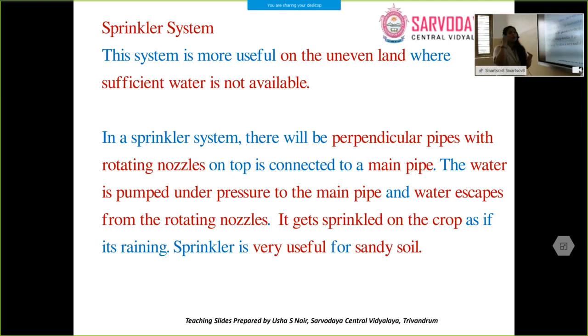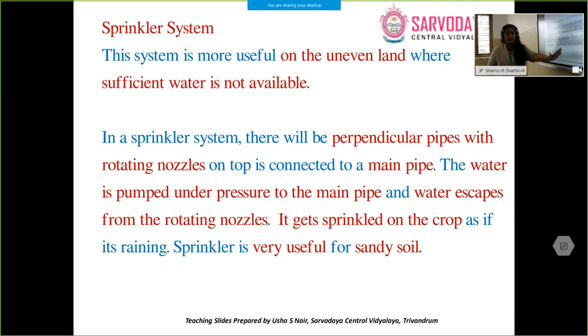Okay? The water is pumped at high pressure to the main pipe, and what happens? Obviously, water escapes from the rotating nozzles. It gets sprinkled on the crop as if it is raining. I have experienced this. In the garden, these sprinkler systems are there, and if you step in unknowingly, not aware that such a system is there, you are drenched. I'm sure most of you must have experienced this.